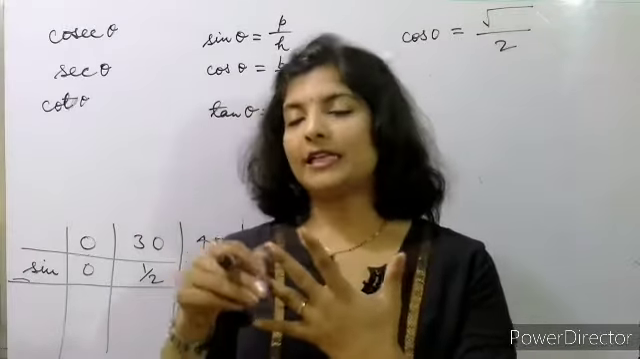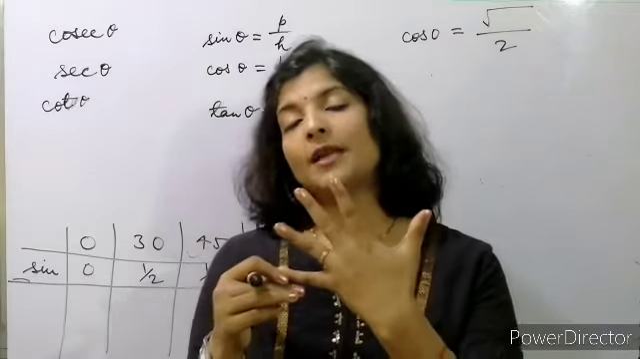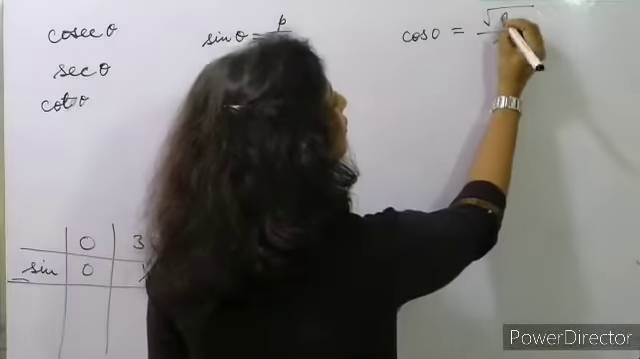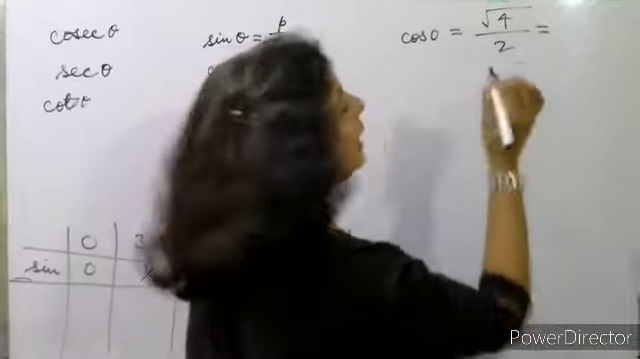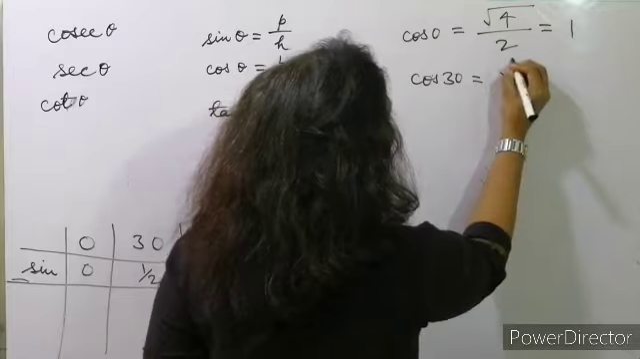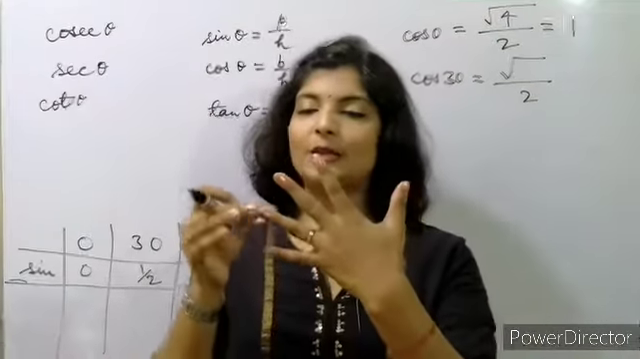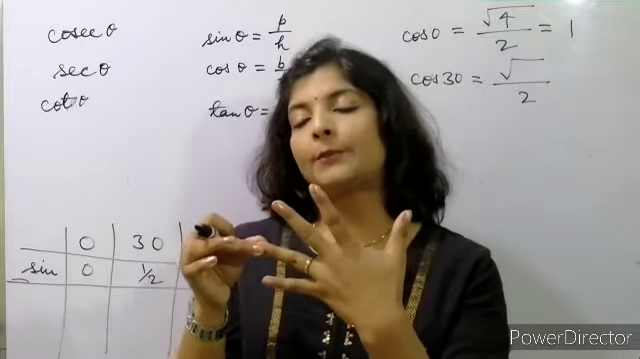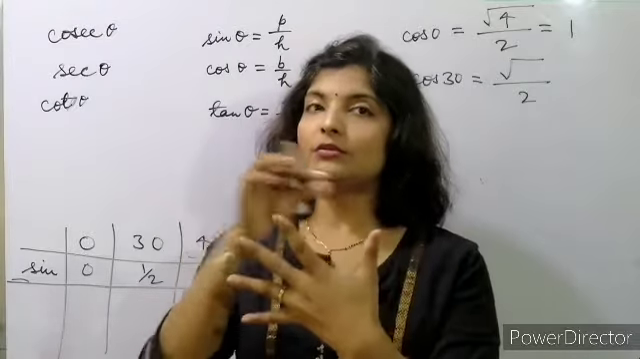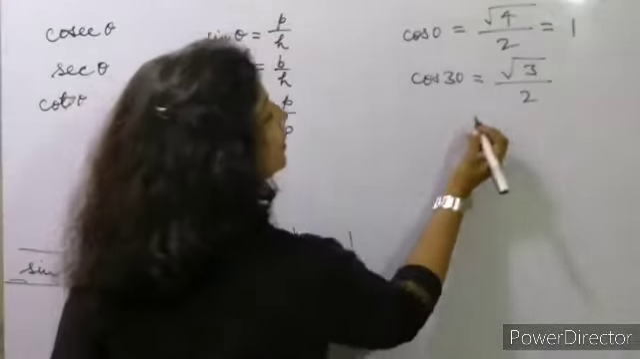0 degree, 0, 30, 45, 60, 90. How many fingers for 0 degree? Cos 0, how many fingers are there above this? 1, 2, 3, 4. So we'll write here 4. So root under 4 is 2, divided by 2 will be 1. Now cos 30 degrees. Root under something divided by 2. This one is 30. How many fingers are there above this? 1, 2, 3. So 3. So this is root under 3 upon 2.